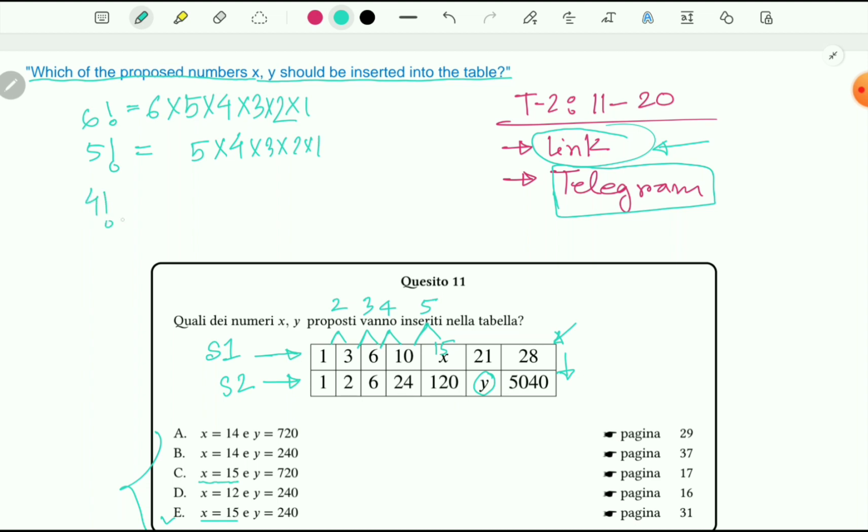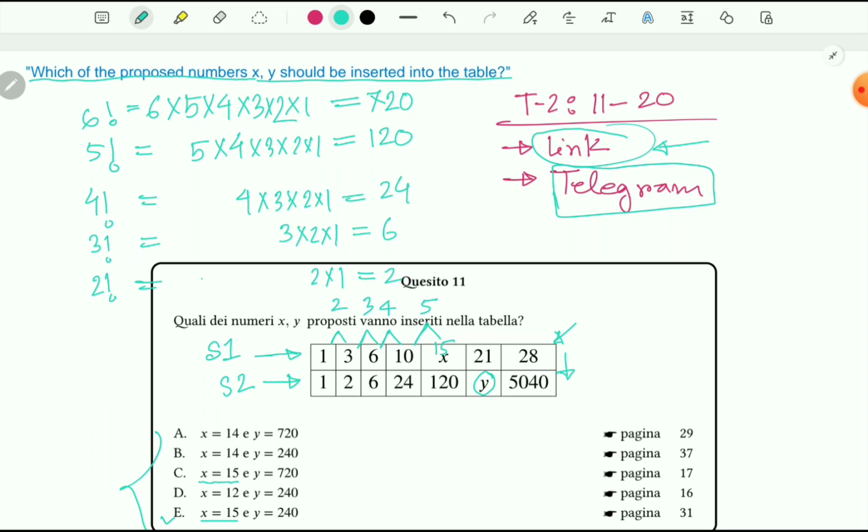What is 4 factorial then? 4 factorial means from 4 to 1 multiplication. And 3 factorial, simply 3 to 1. 2 factorial is actually 2 into 1. So what is the value of this? 2 factorial gives us 2, 3 factorial gives us 6, 4 factorial gives us 24, and 5 factorial gives us 120, and 6 factorial, if you calculate, would be 720. So look at these numbers.